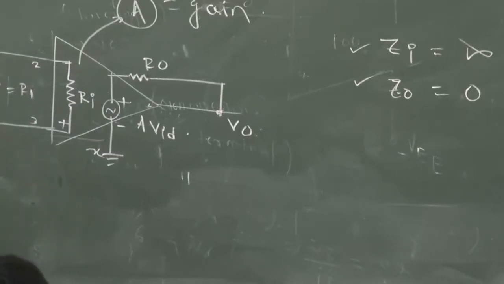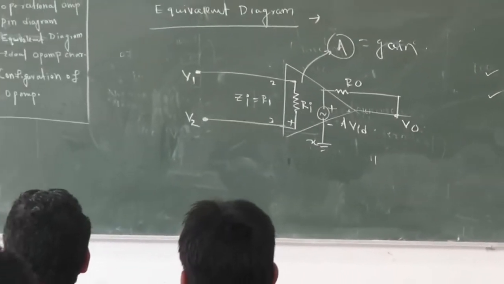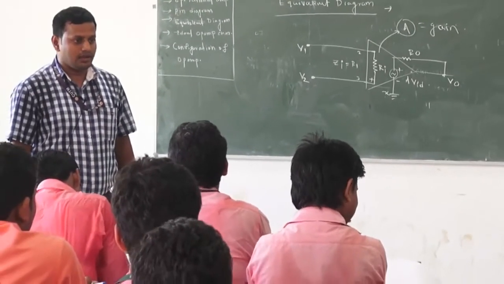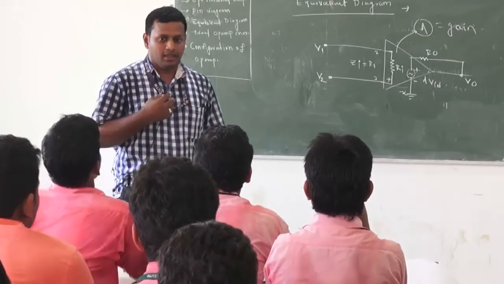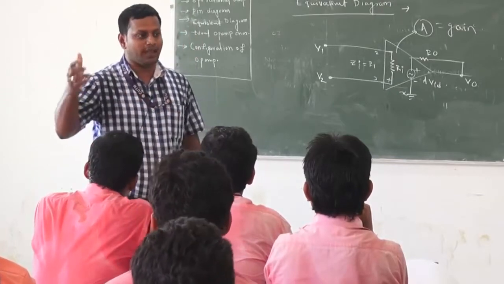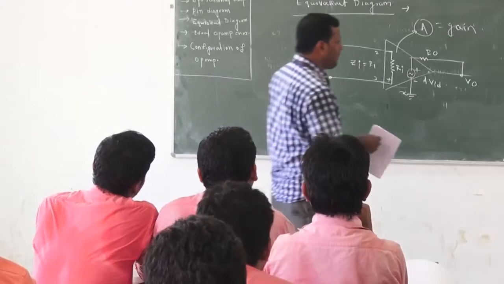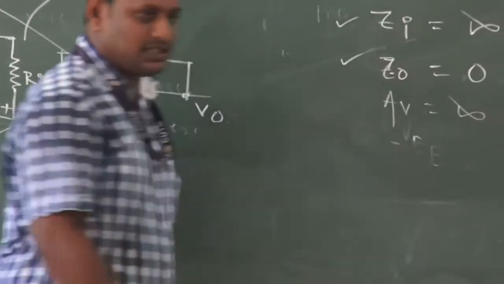Then for an amplifier, what should be the gain generally? For an ideal amplifier, what must be the gain? If I am designing an amplifier and giving input equal to 1 millivolt, what should I want to see at my output? As much high as possible. So for an ideal amplifier, op-amp gain is equal to infinite.